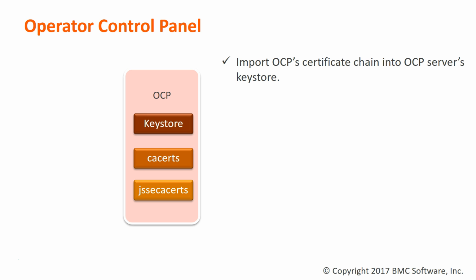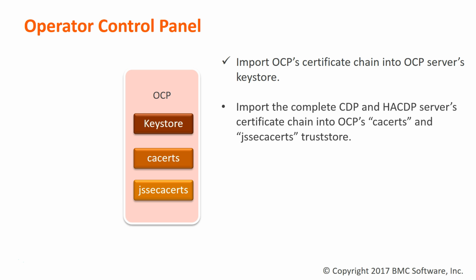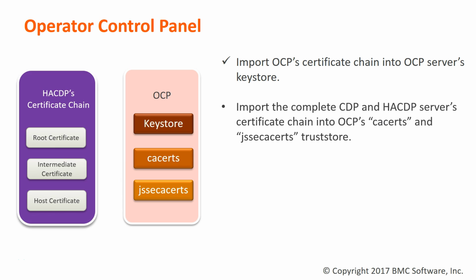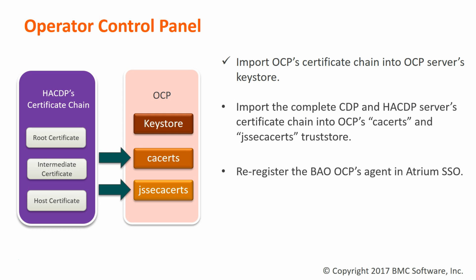In case of OCP, we need to import the complete certificate chain for CDP and HACDP into OCP's cacerts and JSSE cacerts file, followed by OCP agent re-registration in Atrium SSO. I hope you enjoyed this video and are now familiar with the certificate import sequence in BAO. In the next part of the video series, we'll do a demo on how to generate and import CA certificates in both Atrium SSO and BAO platform.